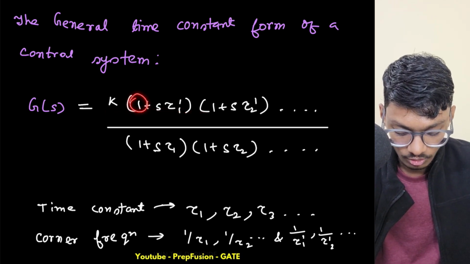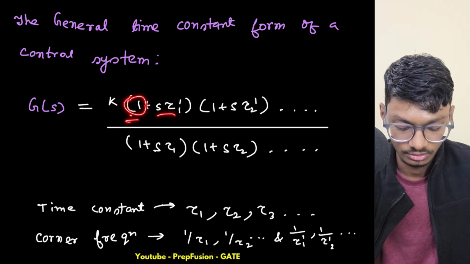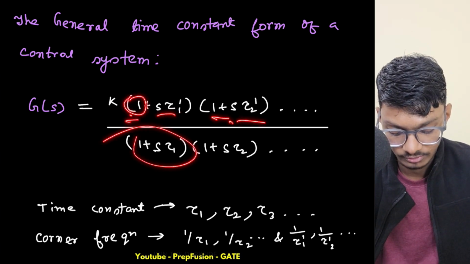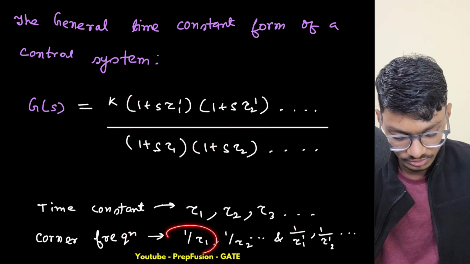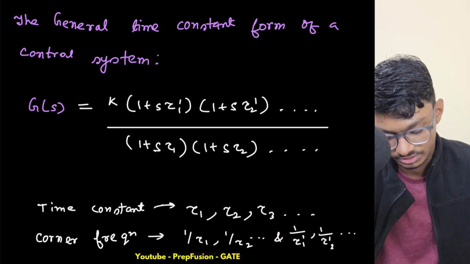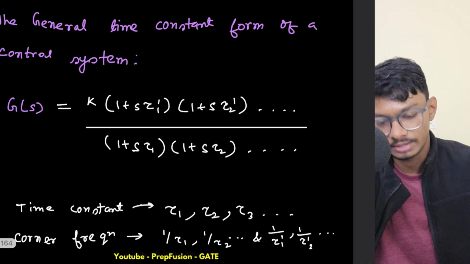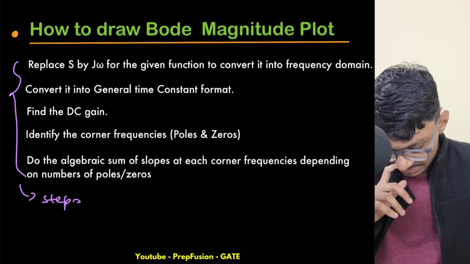Here there will be a coefficient, and the constant terms accompanying s will be 1 only. Tau 1, tau 2 are the time constants. And what are the corner frequencies? Corner frequencies are 1 by tau 1, 1 by tau 2, and 1 by tau 1 dash, 1 by tau 2 dash. All these are corner frequencies. So this is the general time constant format. I'm not going into much detail on this one.